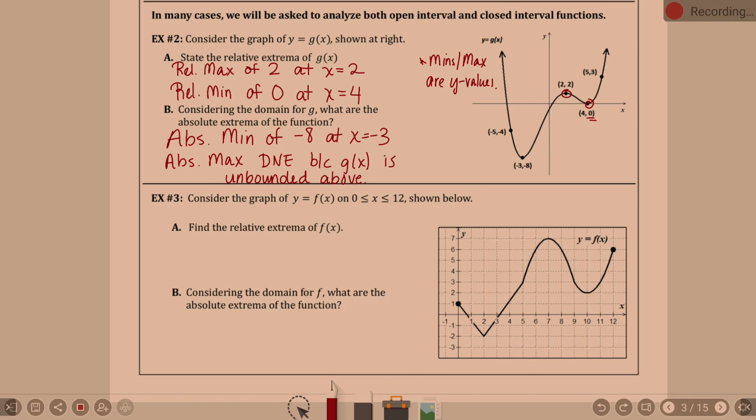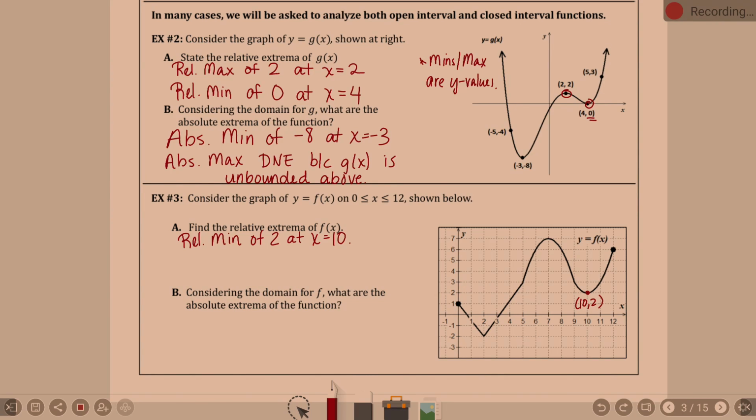Okay, what did you guys already discuss? Relative min of 2 at x equals 10. Yeah, that one's definitely a relative, no matter what. Relative min of 2 at x equals 10, because that is the ordered pair 10, 2.